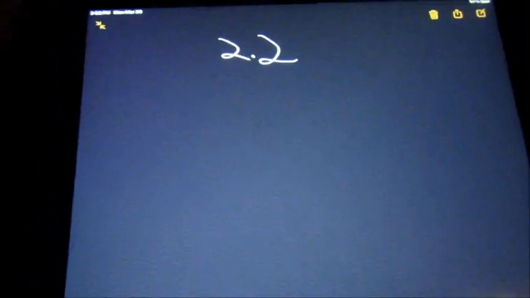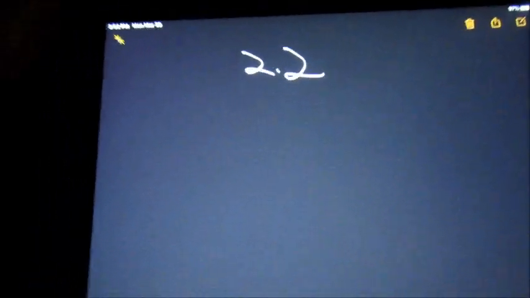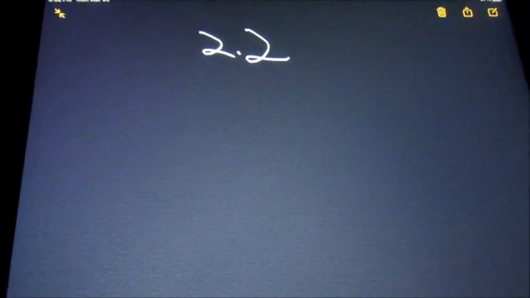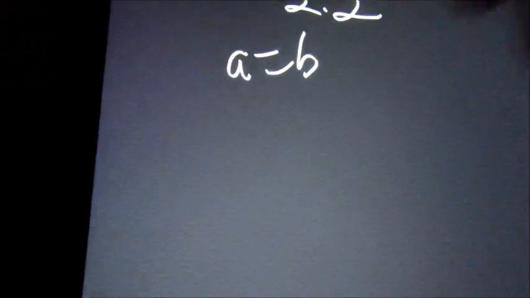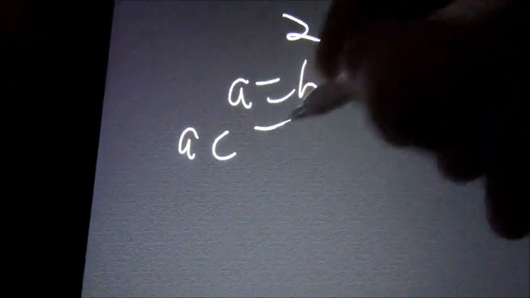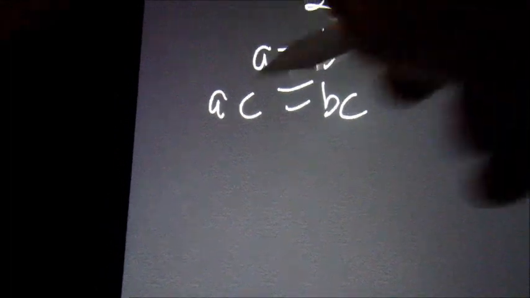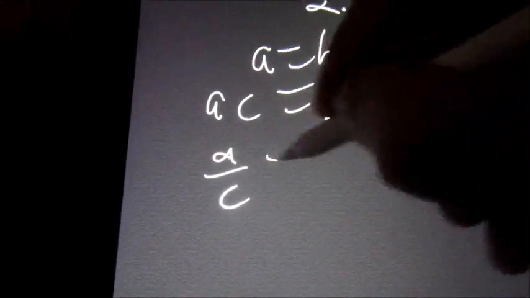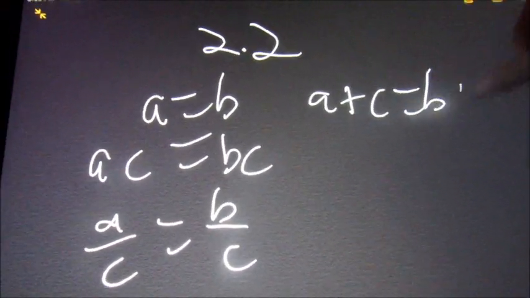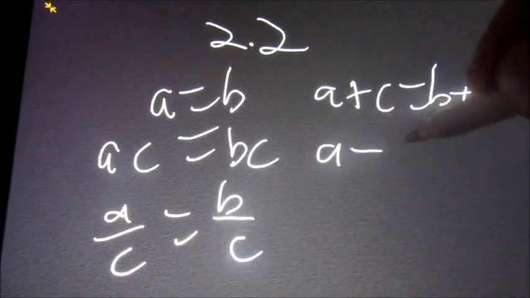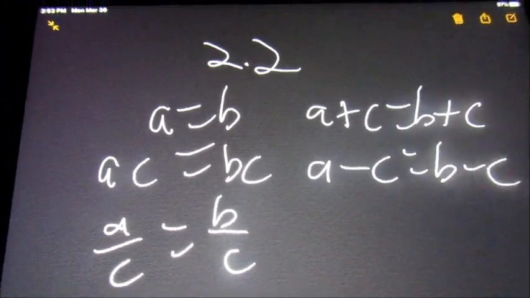Here is section 2.2. So we're going to now see why, when we're solving equations, that they work. So if we say that A equals B, we know that A times C equals B times C. A divided by C equals B divided by C. A plus C equals B plus C. A minus C equals B minus C.